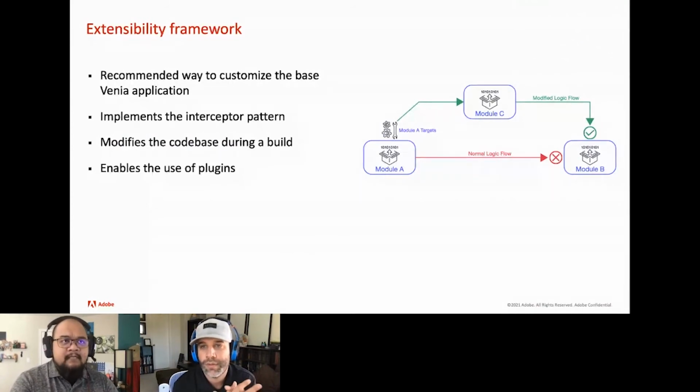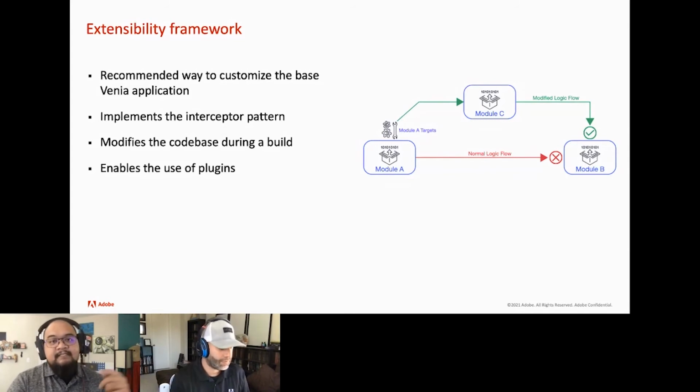Before the Extensibility framework was available, if a developer wanted to change something in Venue, they would have to copy over files from the core into their project and then apply those changes. And as we mentioned earlier, the problem with this is that it made it difficult to keep these files up to date with every release. The Extensibility framework addresses this issue by letting you apply your changes to the Venue source code without copying it locally. The diagram on the right here illustrates the interceptor pattern that the framework implements.